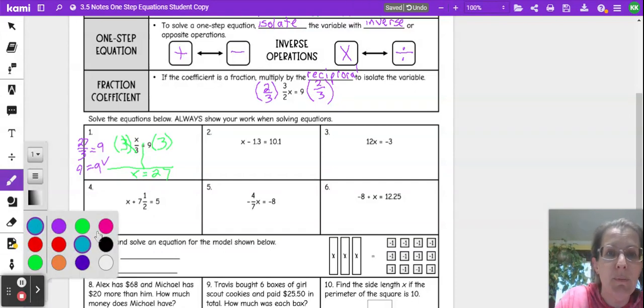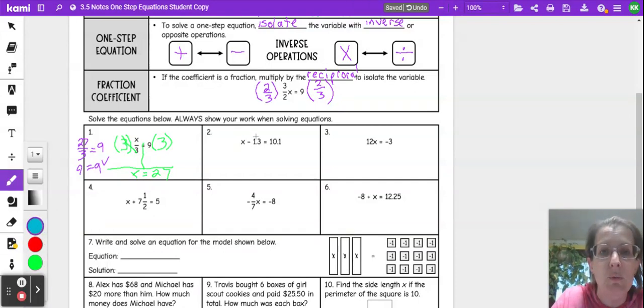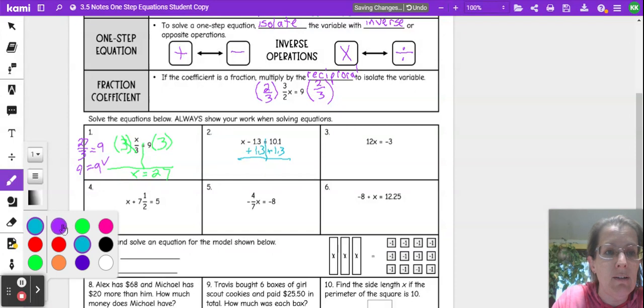Now in the second example, we have x minus 1.3 equals 10.1. Don't let decimals scare you. Your calculator will take care of your decimals. We draw a line down at the equal sign. We find our variable is x. We have to cancel out a minus 1.3. To cancel out a minus or a negative, you will have a positive. So we will add that exact thing. We're going to add 1.3, and whatever you do to one side, you do to both sides. So we will add 1.3 to both sides.